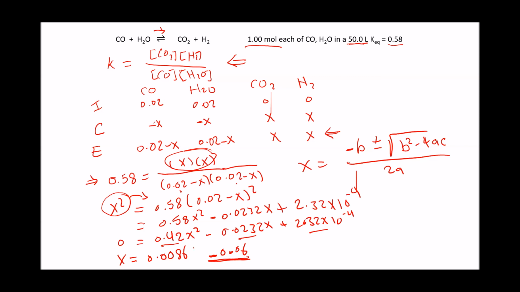So that's the correct root that you should use, and that's the change that will happen for this reaction, which is going to equal the concentration of the products at equilibrium. So the hydrogen concentration at equilibrium is going to be 0.0086.